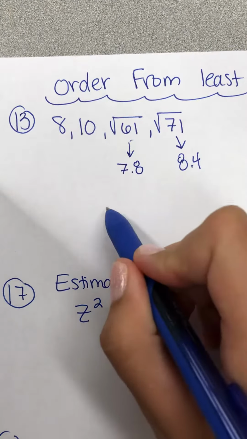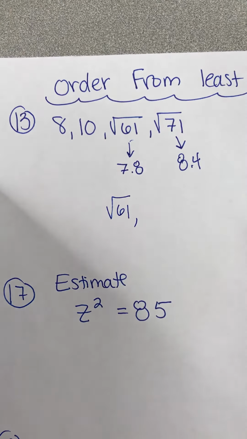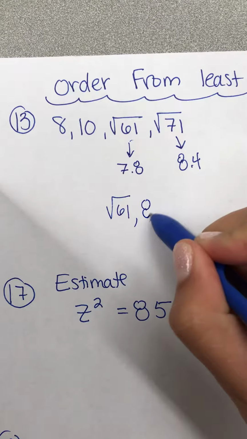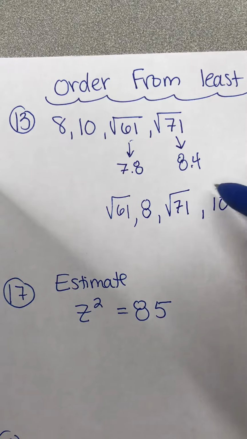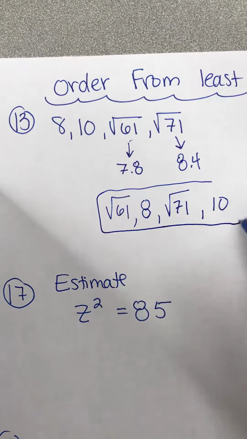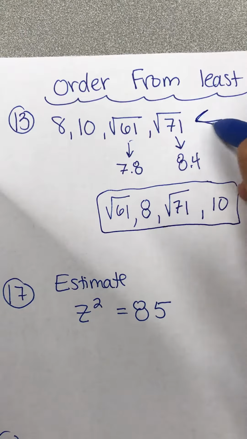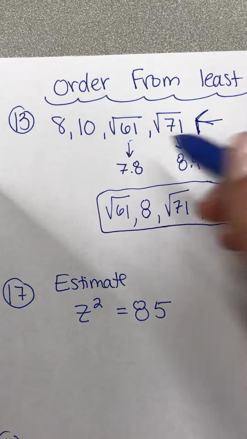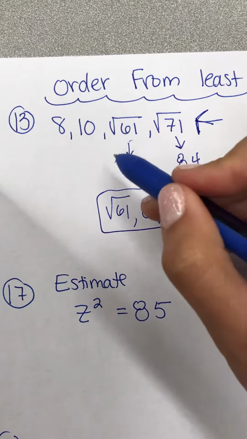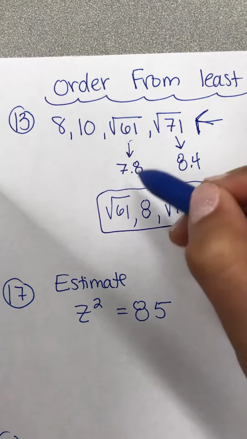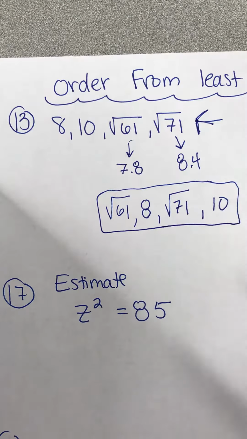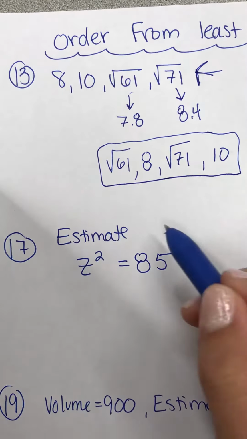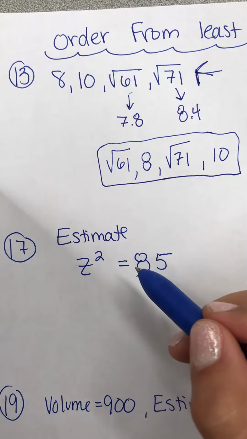The square root of 61 is the smallest number, and then we have 8, then we have the square root of 71, and then we have 10. Notice how my answer follows the original numbers given. Okay. You do not want to write 7.8 in your answer because 7.8 was just rewriting that square root of 61.